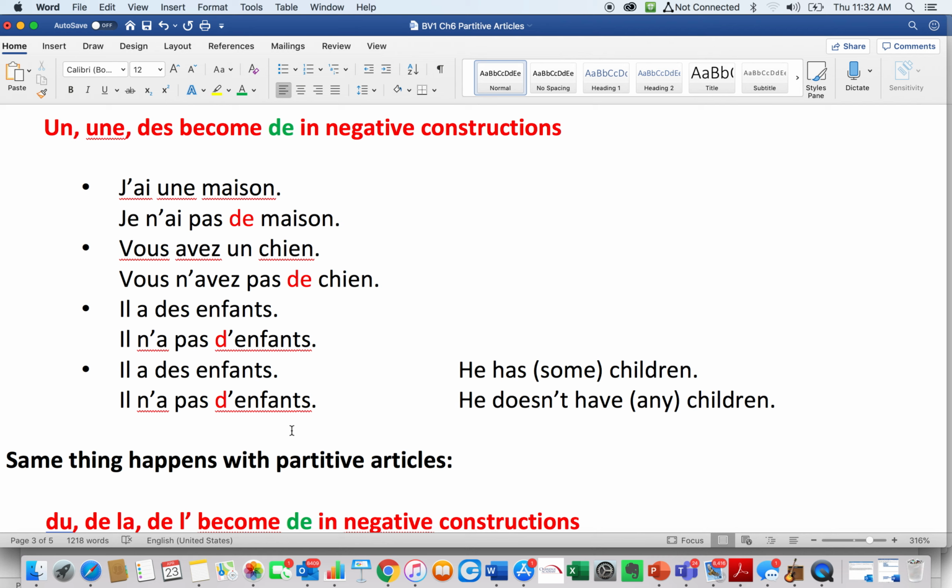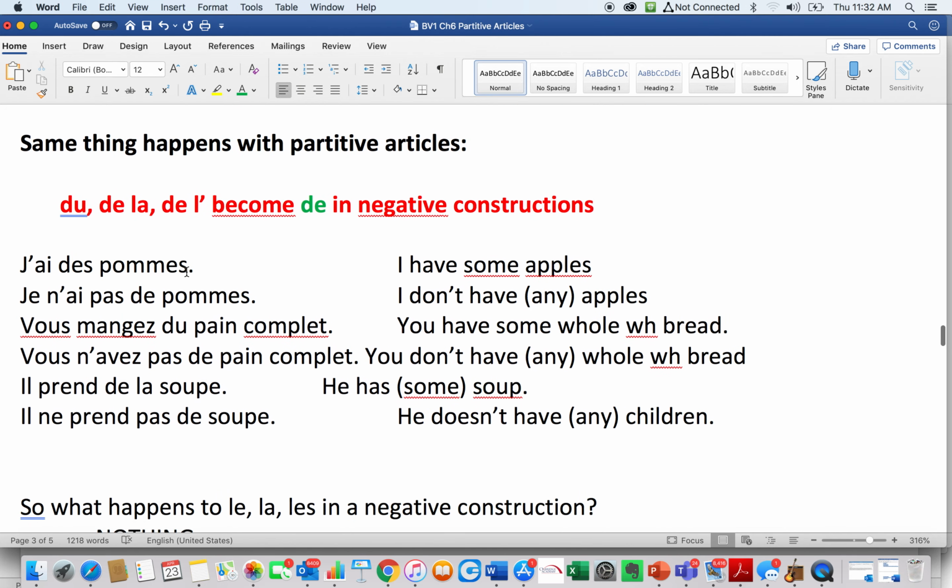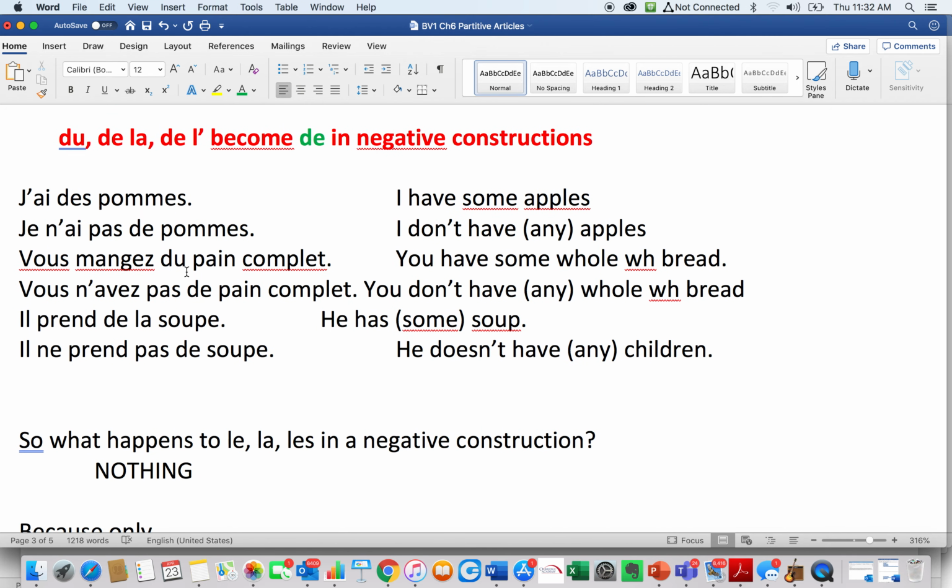You guys all remember that un, une, and des become de in negative constructions. You all remember that. And the same thing happens with partitive articles. Du, de la, de l, and des. I'm going to write that. And des, because des technically is a partitive article. They all become de in negative constructions. Okay?